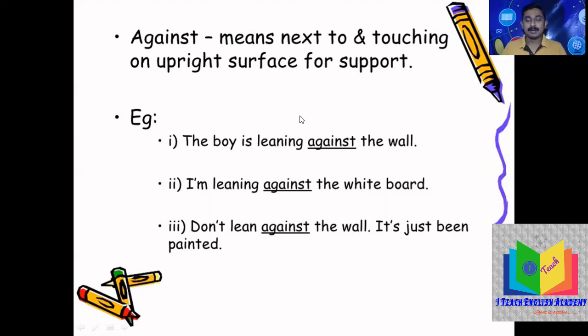She was standing against the fence. We can say the boy is leaning against the wall. I am leaning against the whiteboard. Don't lean against the wall. It has just been painted. You can speak in this manner when your house is newly painted. You can tell people who visit your house that don't lean against the wall. It's newly painted.